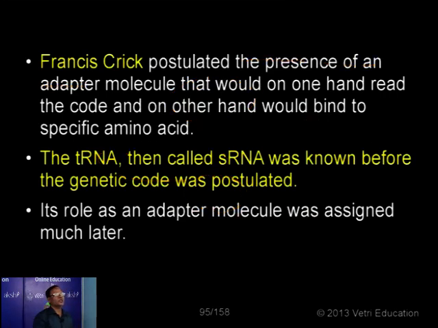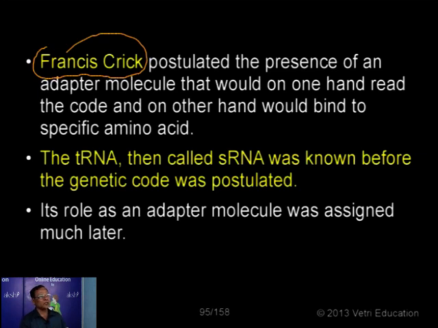As I mentioned earlier, the concept of tRNA as an adapter molecule was put forth by Francis Crick. He postulated the presence of an adapter molecule, the tRNA, which has the ability of reading the message in the form of code carried by mRNA. So it has a dual function. It can read the code carried by mRNA, and it can also bind with amino acids found in the cytoplasm. The postulate proposed by Francis Crick stated that there is an adapter molecule that on one hand would read the code of mRNA, and on the other hand would bind with the amino acid.